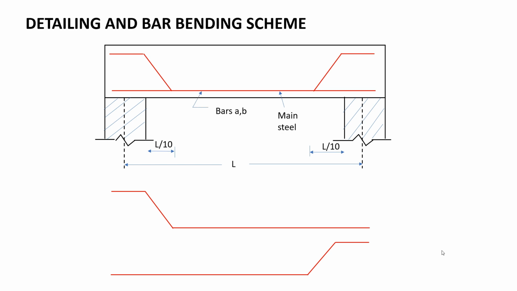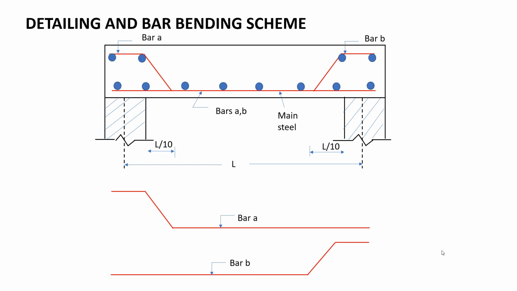If we have two bars, let's say bar A and bar B, then we will provide bar A bending into the left support while bar B bends into the right support. This type of provision is called alternate bar bending.